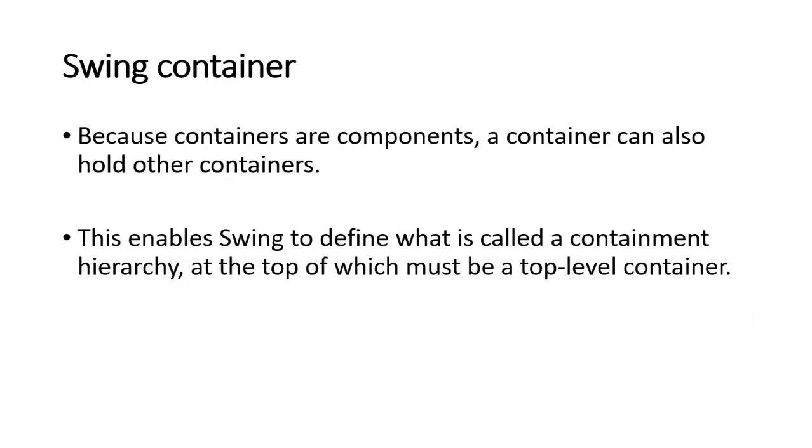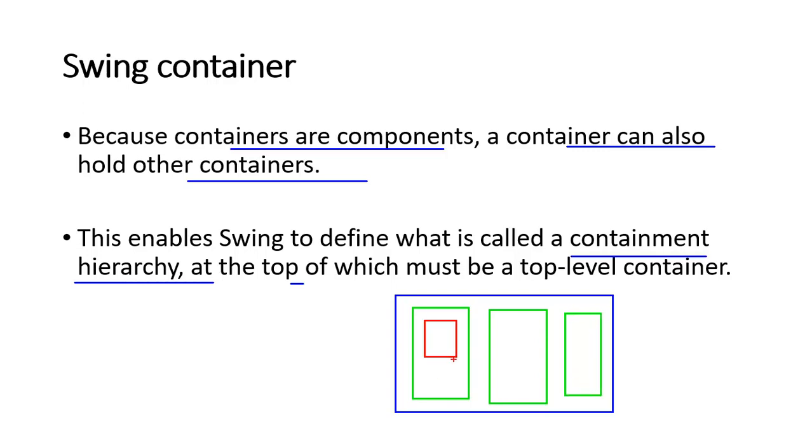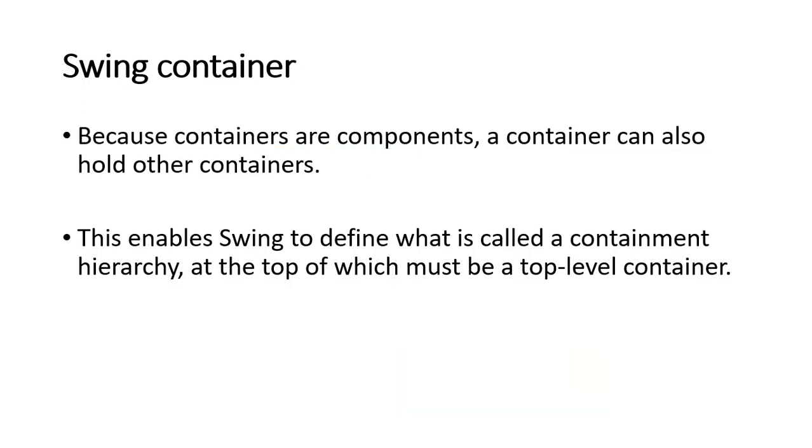Now the next thing, because a container is a component, a container can also have other containers inside it, and we can achieve something called a containment hierarchy. That is, we have a top container inside which we have one or more sub-containers. Inside these we may have some other containers, and so on. We usually use these containers to group the related items together. That's the reason why we put a container inside a container and so on.